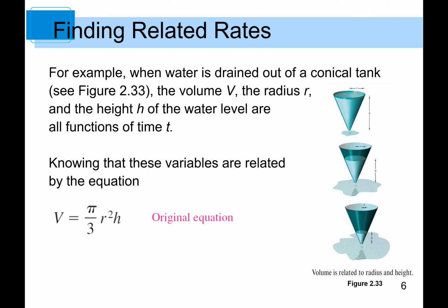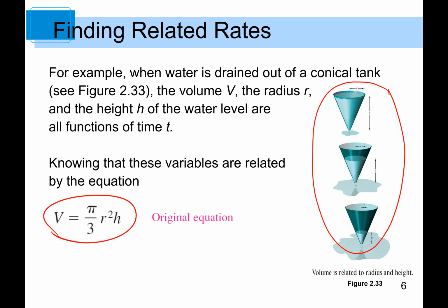So for example, when water is drained out of the conical tank, see the figure on the right. The volume V, the radius r, and the height h of the water level are all functions of time t. Knowing that these variables are related by the equation V equals pi over 3 times r squared times h. This is the original equation, and this is the motion describing the process of draining the conical tank.